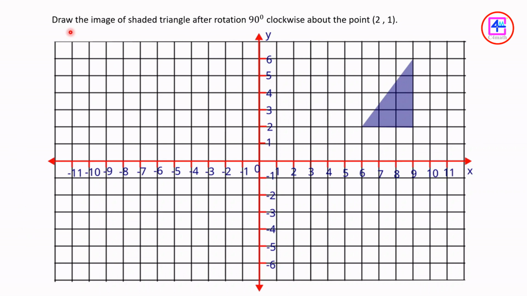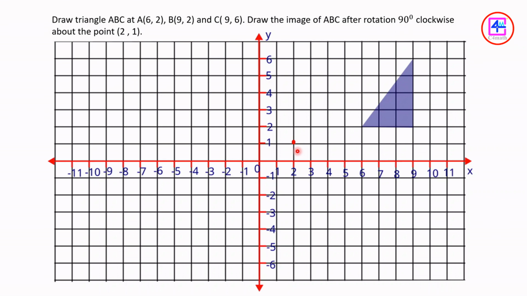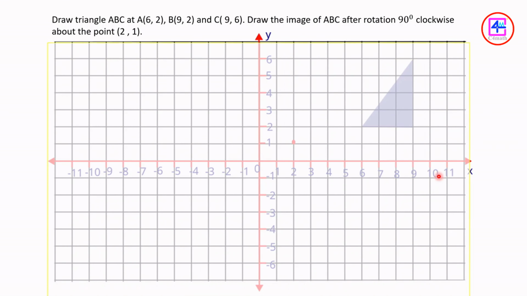Here is the question: draw the image of the shaded triangle after rotation 90-degree clockwise about the point (2, 1). Here the triangle is there. First we can mark the center point (2, 1). It is here. Next we can take tracing paper. Then draw this triangle on the tracing paper.